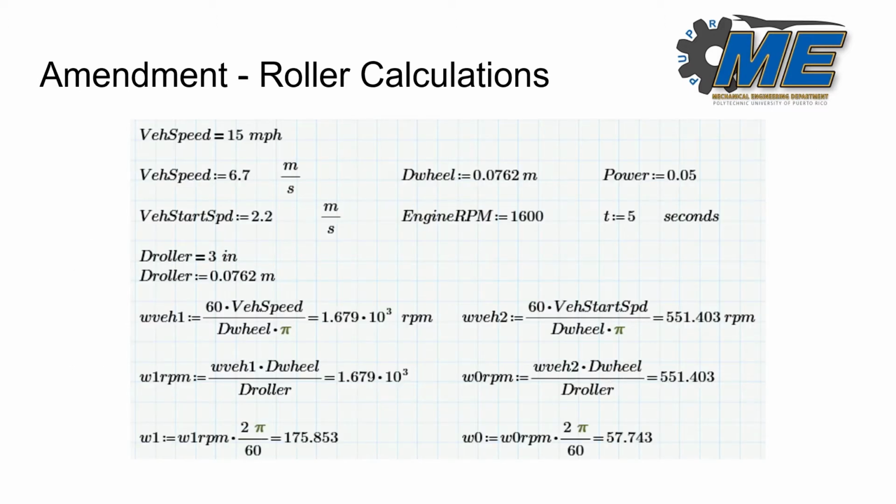For the roller calculations, the vehicle speed was modified to 15 miles per hour. The roller diameter was changed to 3 inches and the engine RPM to 1600 RPM. The vehicle horsepower will be 0.05 horsepower and the total time for the pass will be 5 seconds. This results in a maximum RPM for the roller of 1679 RPMs.